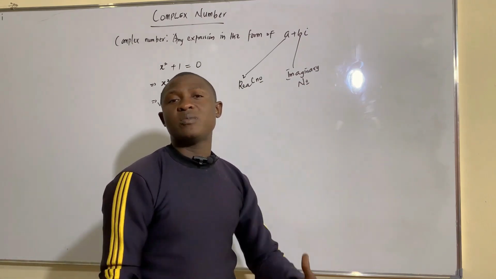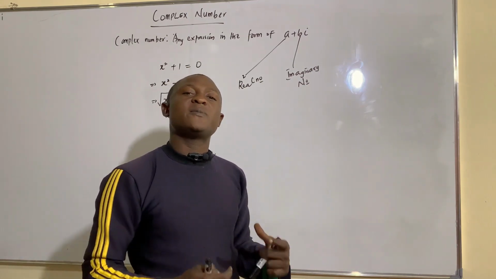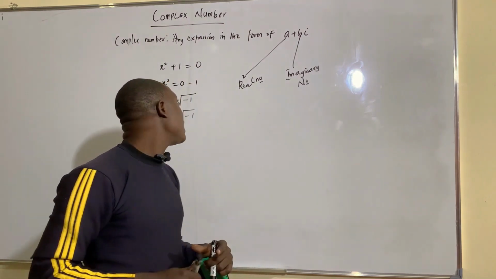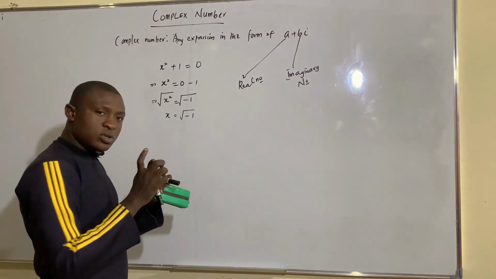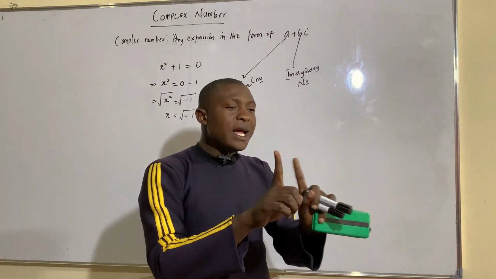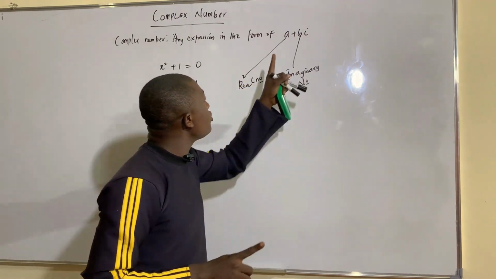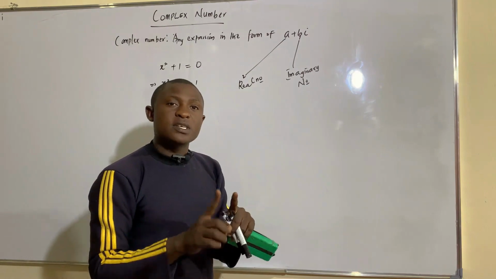So that's what we are trying to talk about. How can we make use of this expression in a simpler way? Now, you have to take note of two things here. How can we play with i? So i is always beside the imaginary numbers. How can we play with i?